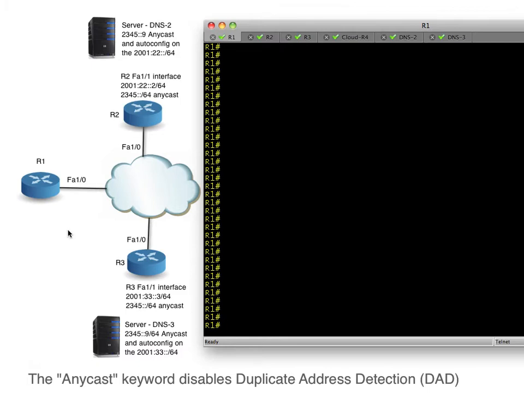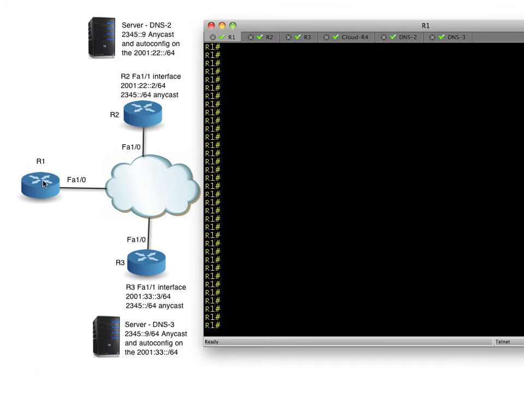So check this out. From a routing perspective, R1 is going to forward a packet to 2345:9 based on its routing table. And this cloud, and however many routers are in that cloud, it could be the whole world with BGP, or it could be as small as your corporate network.